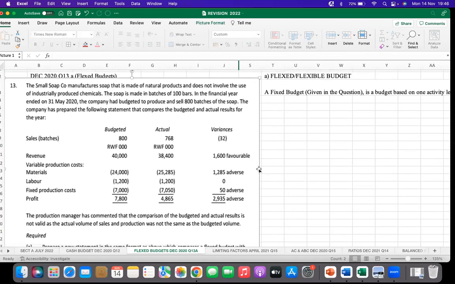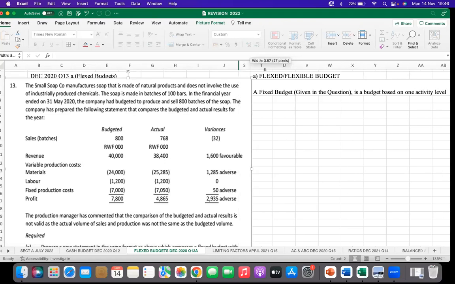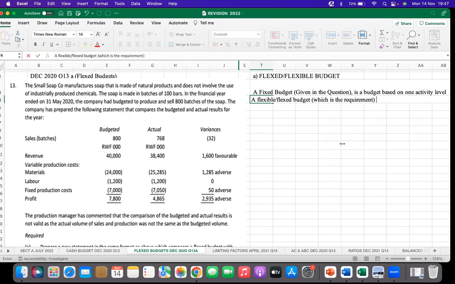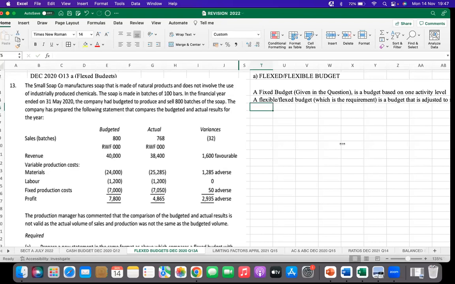A budget that is based on one activity level is a fixed budget. On the other hand, we have a flexed budget, which is the requirement of the question: a budget that is adjusted to reflect actual activity.